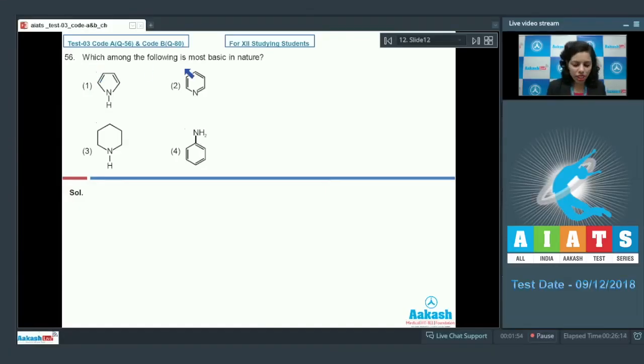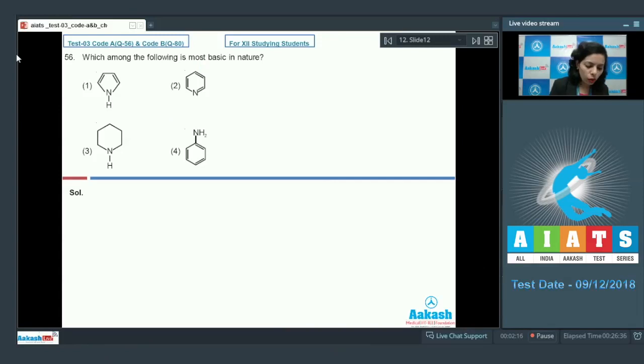Question number 56. Which among the following is most basic in nature? In this case, we have several compounds here and we need to find out which one is most basic. It means which has more nature to donate its electron. If we look at these compounds, we will identify that all the compounds have nitrogen present and all these nitrogen atoms have a lone pair on them.